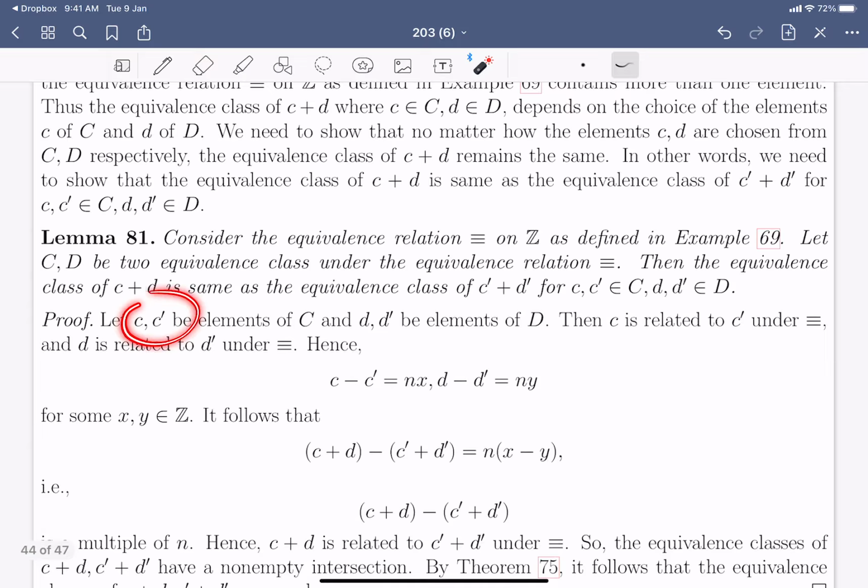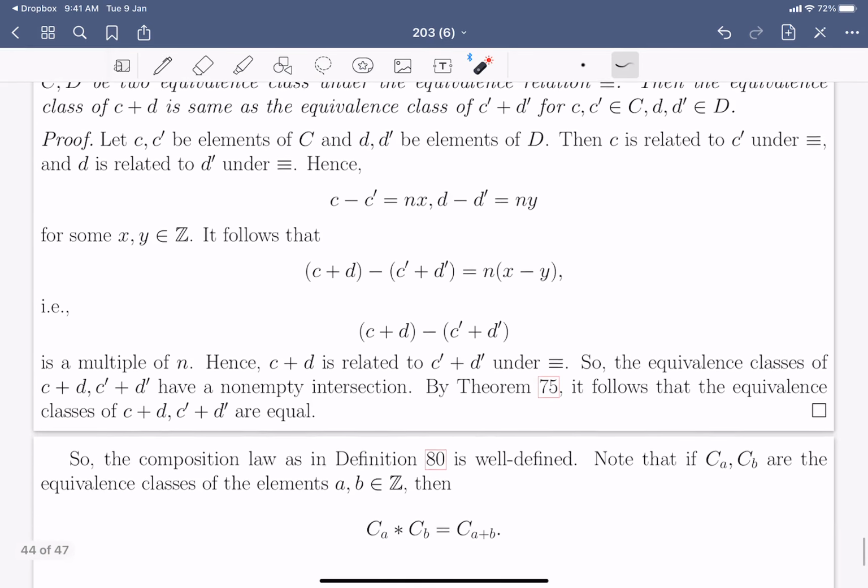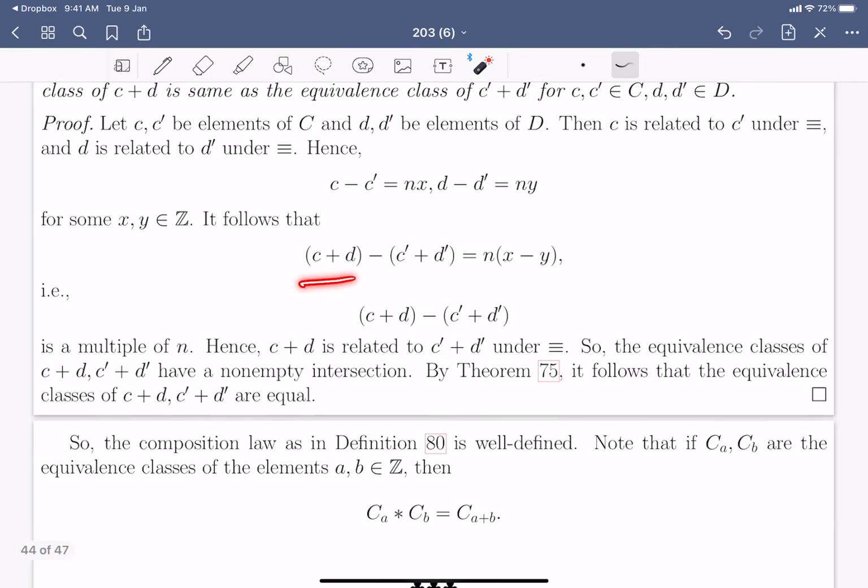Yeah. So you have chosen two elements c prime from c, then certainly c is related to c prime, and similarly d is related to d prime. So you know that their difference is a multiple of n, and the difference of d and d prime is a multiple of n. So it follows that if you look at the difference of the corresponding sums, then the difference is also a multiple of n. So we know that c plus d is related to c prime plus d prime, okay?